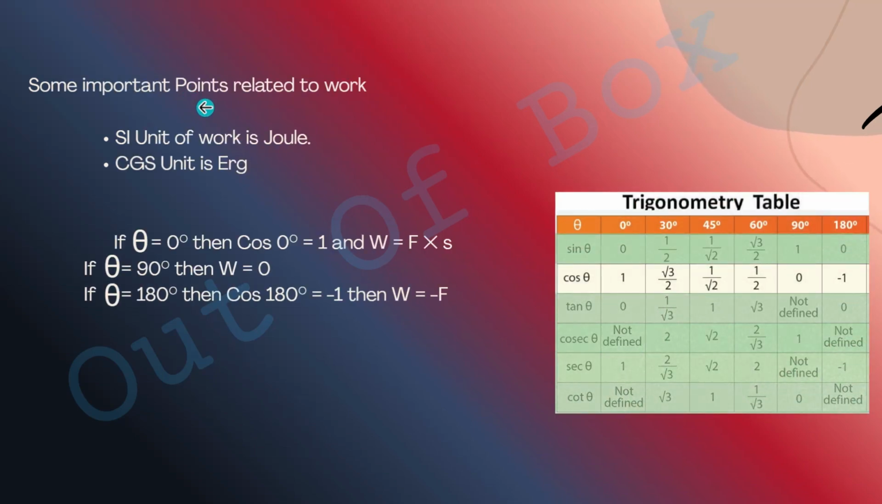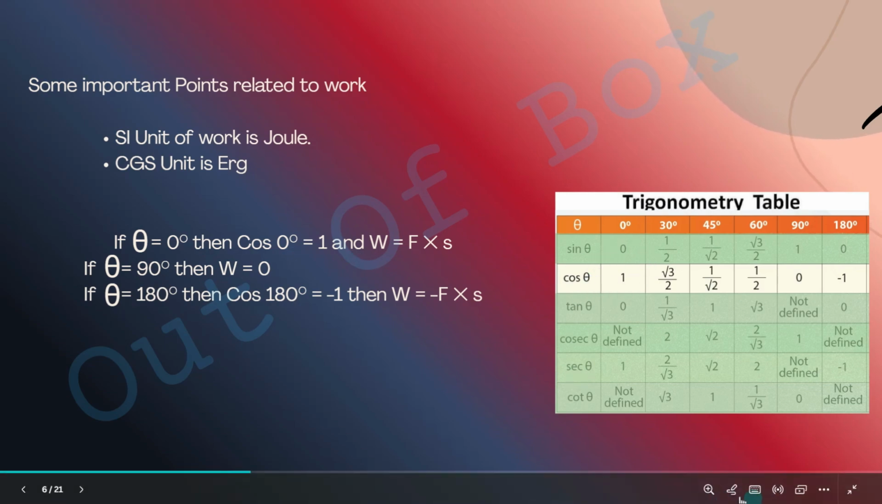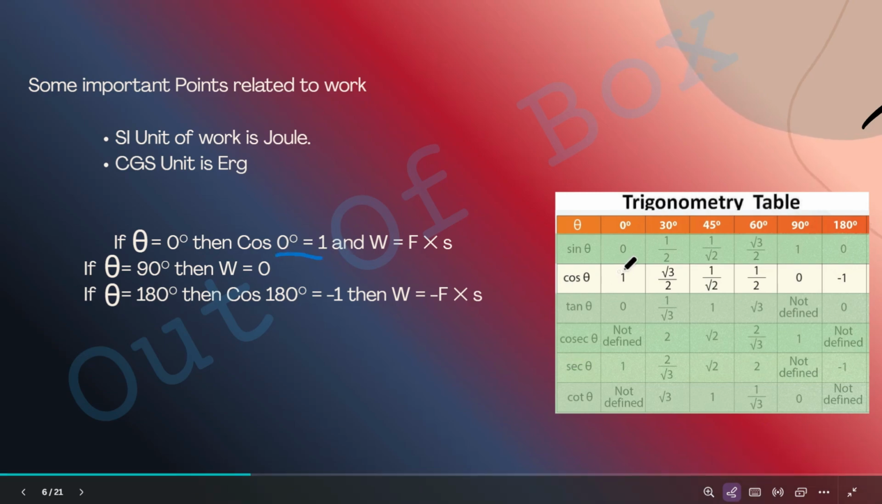There are a few important points related to work, like the SI unit of work and the CGS unit of work. They are joule and erg respectively. And there are a few angles: theta 0 means cos 0 equals 1.